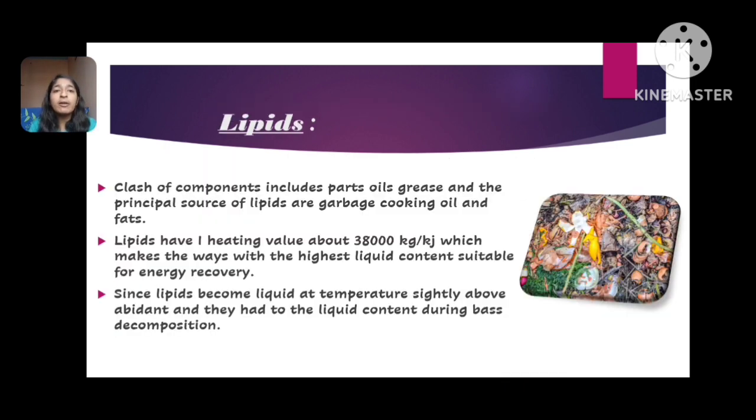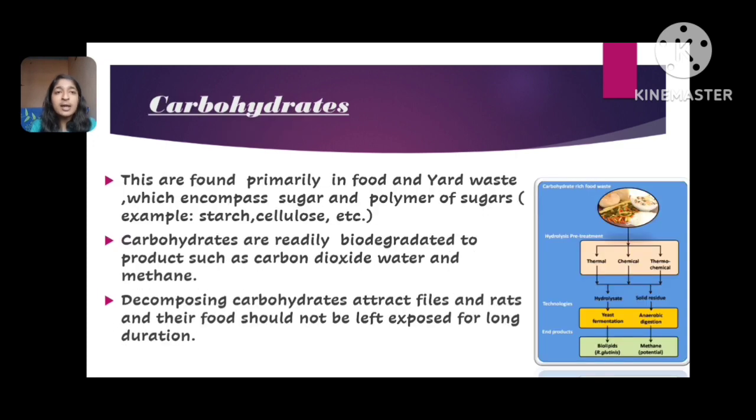Let's discuss one by one. The lipids. This class of compounds includes fats, oil, and grease, and the principal sources of lipids are garbage, cooking oil and fats. Lipids have a heating value of about 38,000 kilojoules per kg, which makes waste with a high lipid content suitable for energy recovery. Since lipids become liquid at temperatures slightly above ambient, they add liquid content during the fast decomposition.